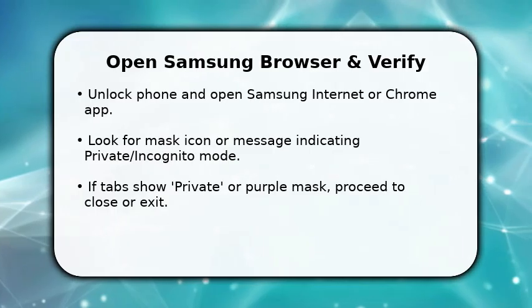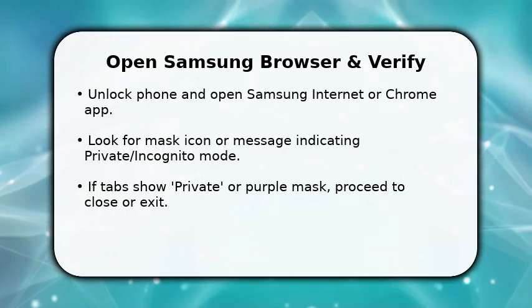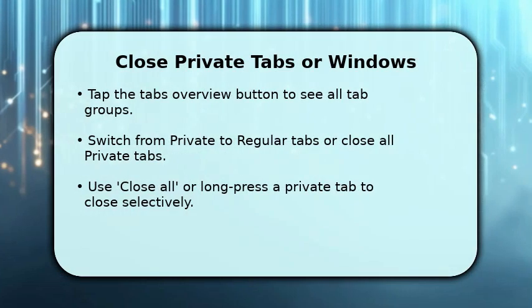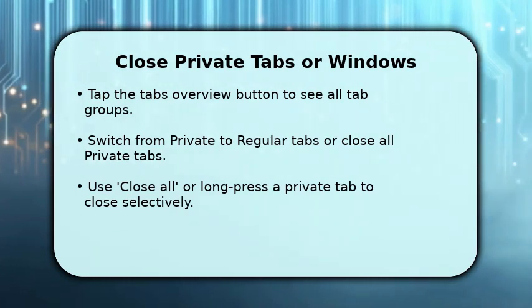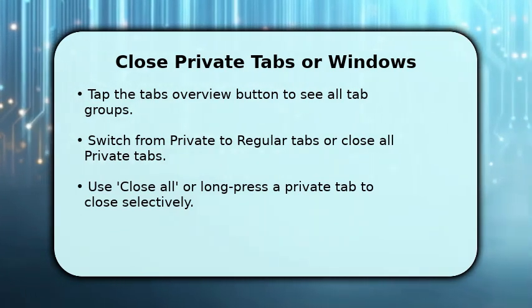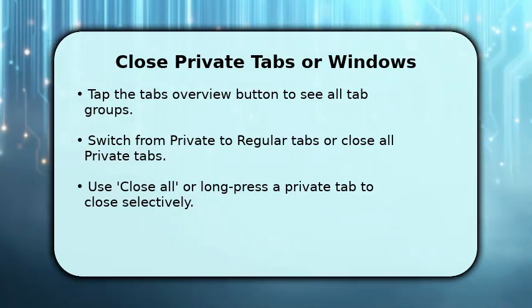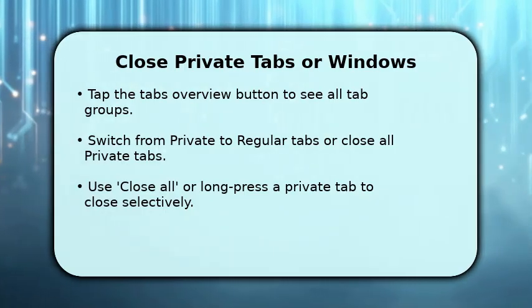Now, tap the Tabs button to list all open sessions so you can see which windows are private and prepare to close them. Once in the Tabs overview, switch between regular and private tab groups. Private tabs often have a colored header or private label. To exit, close each private tab or use the menu option "close all private tabs" if available. On Samsung Internet, you can long press a private tab to remove it individually.